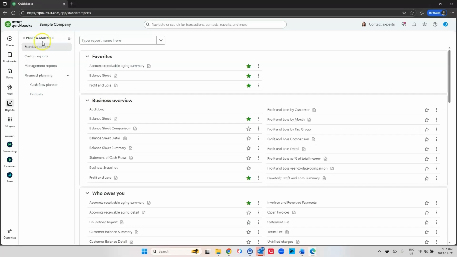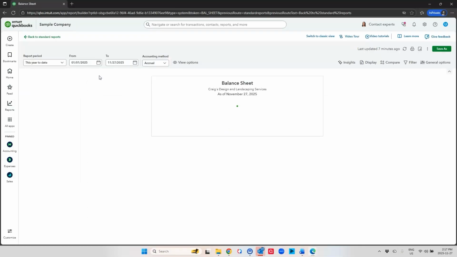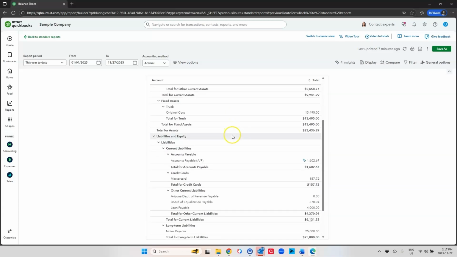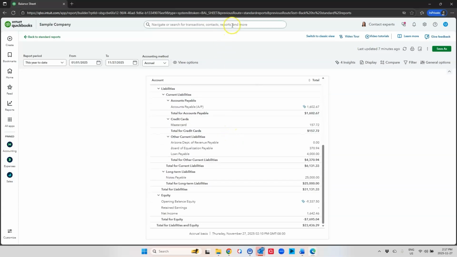Now we could have run our balance sheet first and looked at all of the things above from the balance sheet. That is also an option. So just for the fun of it, we're going to scroll down now and look at that number right there. 1642.46, just as we knew it would be.